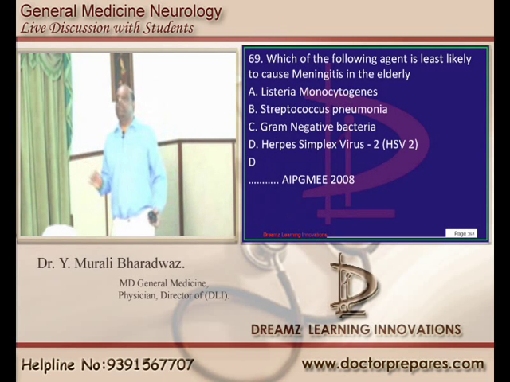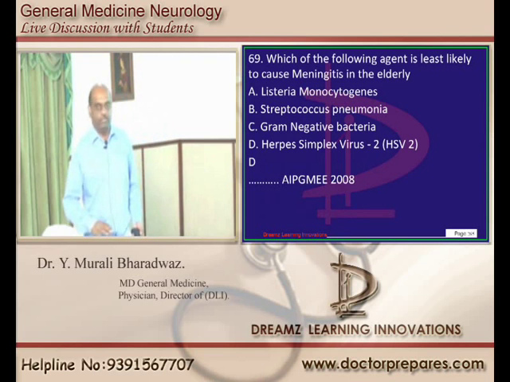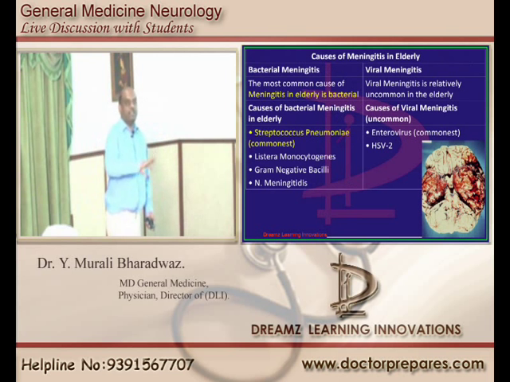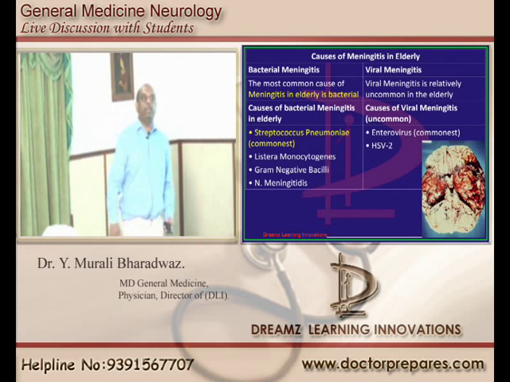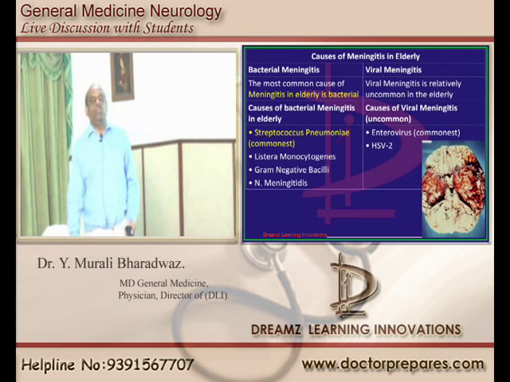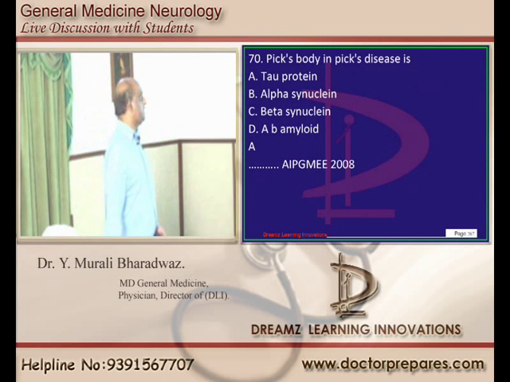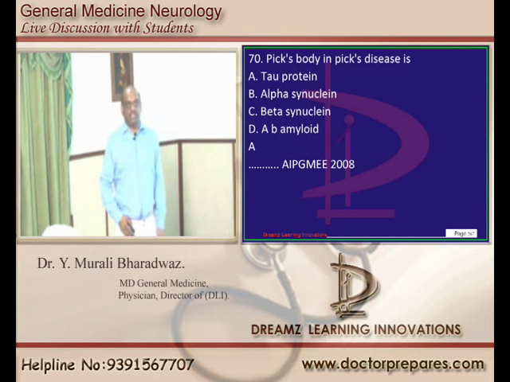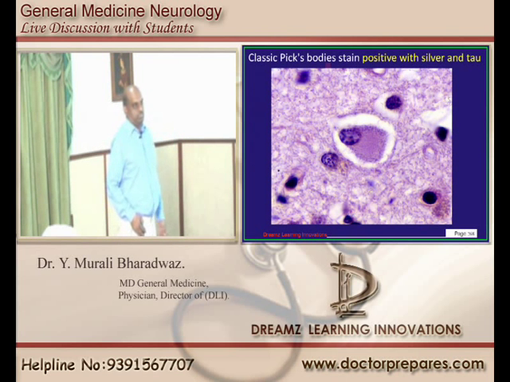Now what are the causes of meningitis in elderly people? Favorite question of the examiner. Out of all, it is bacterial meningitis that is more common. Within the bacteria, it is Streptococcus pneumoniae which is the most common, is what you have to basically appreciate. What is a Pick's body in Pick's disease? Basically, the Pick's body stains with silver and tau fundamentally.